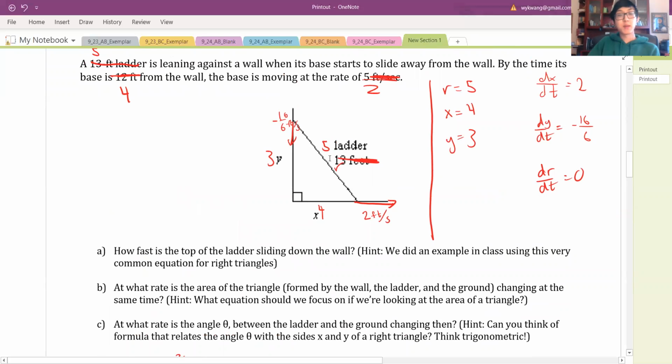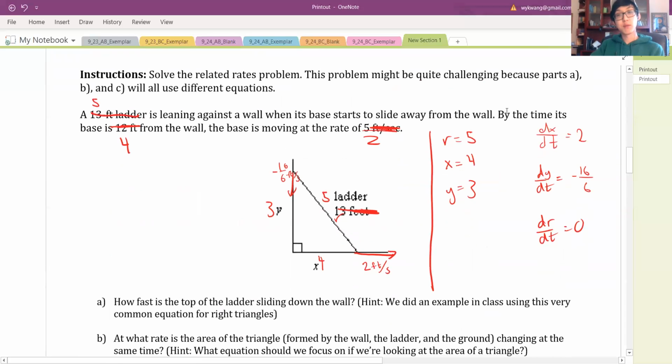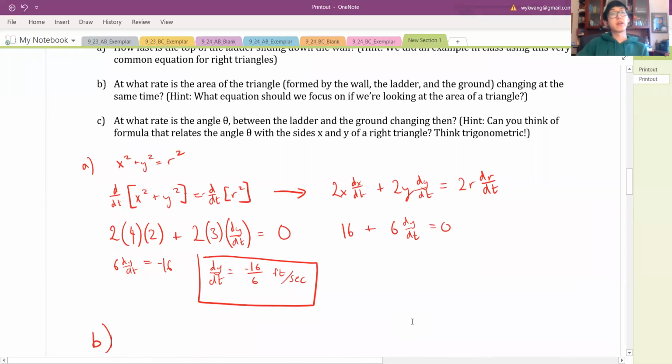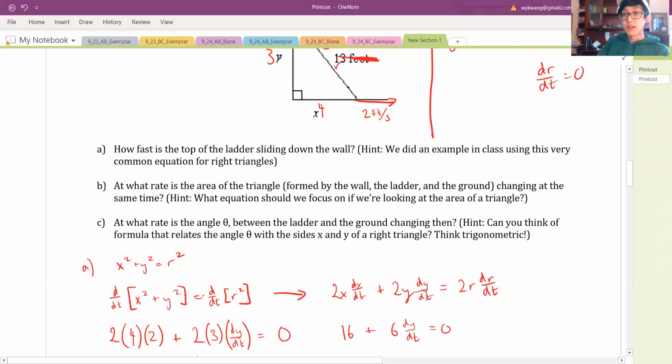Okay, so our first step again is to figure out what do we know? Well, I feel very confident because from our first problem, we already know everything, it seems like, in my opinion at least. So let's try to just solve for it. At what rate is the area of the triangle? Okay, area of the triangle.